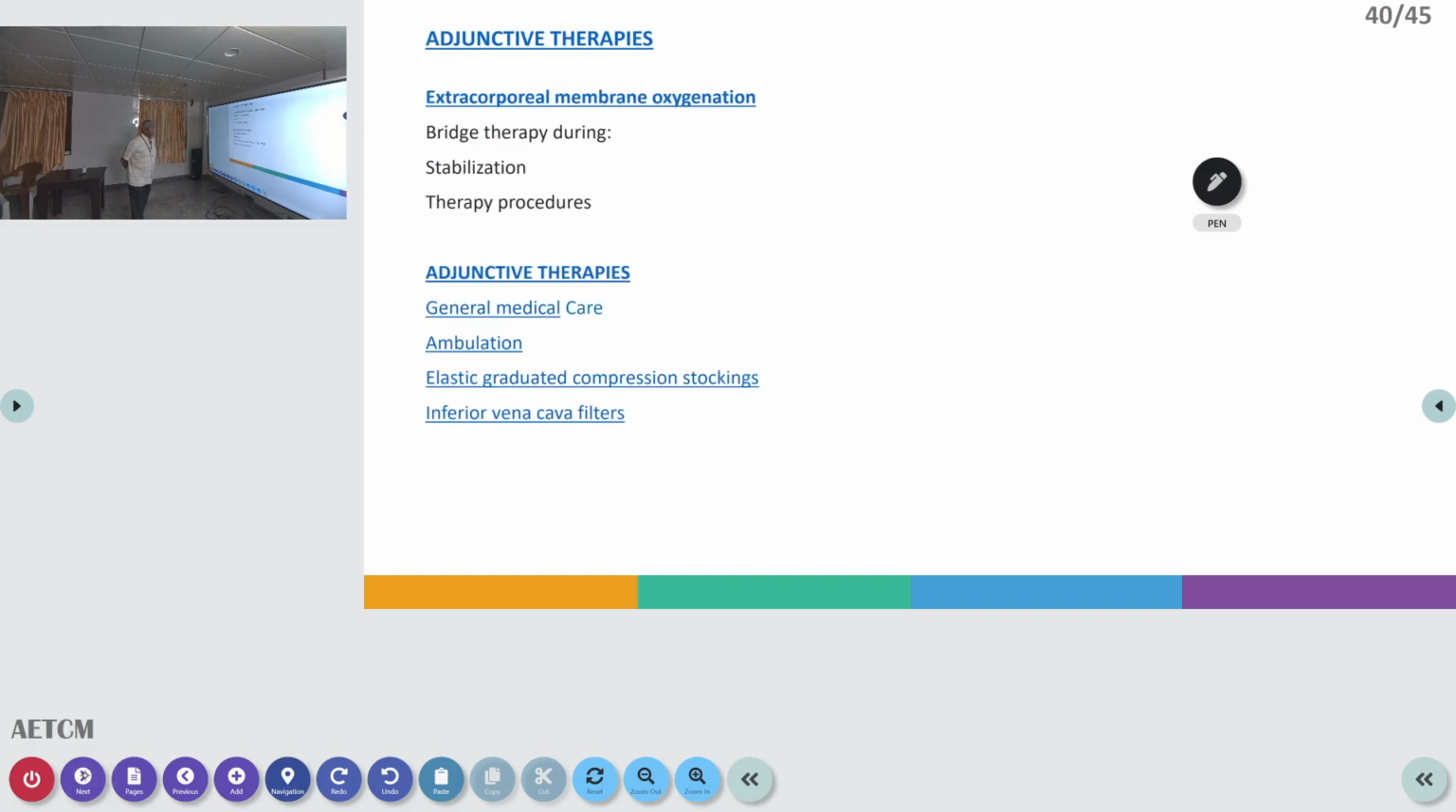Apart from all these, if the patient is unstable, what can we do till we go for thrombolytic therapy or surgical or non-surgical embolectomy? How to tide over the crisis? Here comes extracorporeal membrane oxygenation for the rescue. Apart from that, there are some adjunctive therapies, general medical care, and after the treatment, the patient should be ambulated early, with elastic graduated compression stockings on the extremities and inferior vena cava filters.